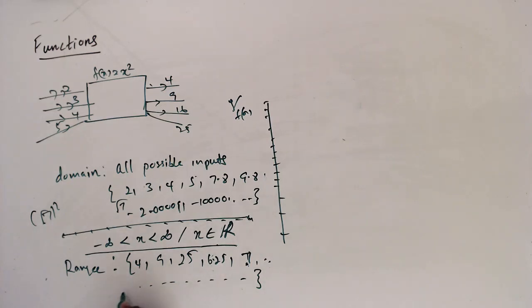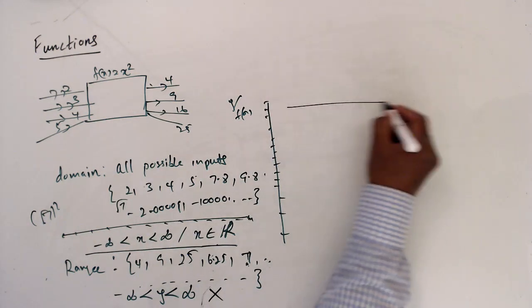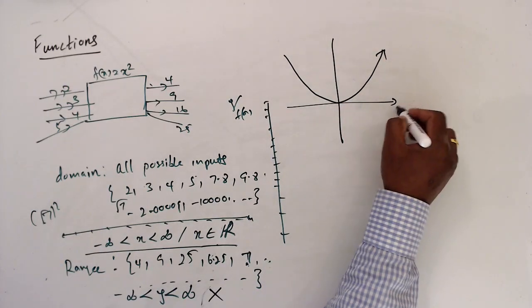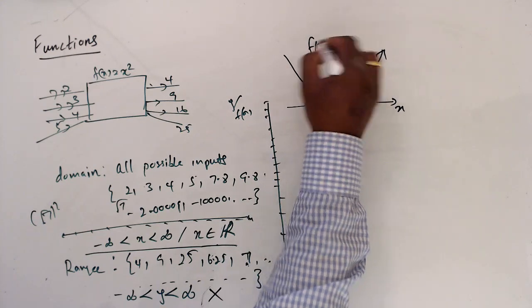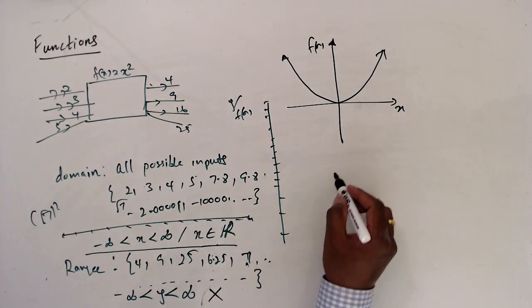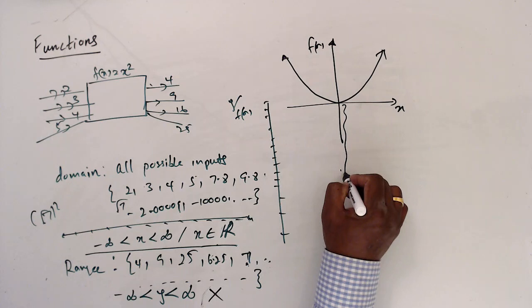Now if I write like this, minus infinity less than y less than positive infinity, then the answer is wrong. The answer is wrong because there are no negative numbers. If you draw the y equals x squared curve, you can see that this is the curve f(x). Then if I write minus infinity to positive infinity, it's wrong because there are no negatives.